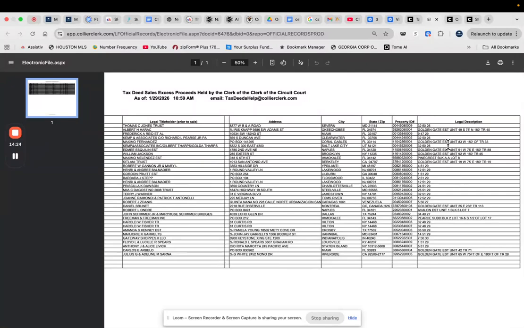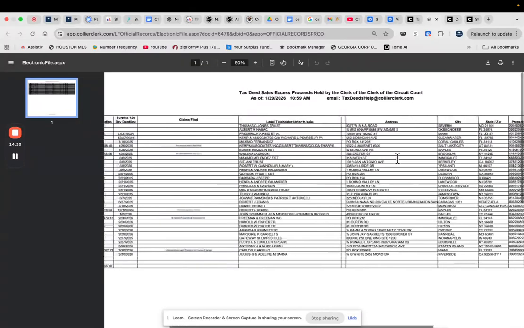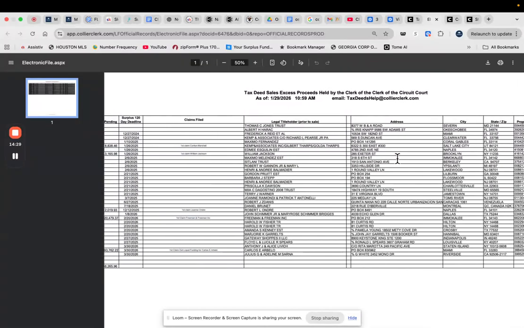So it even gives you the legal description, it gives you the property ID. So this is like a good beginner's list. Like, it has all the information. You don't even need to do the research. You just gotta basically skip trace and then find the people.